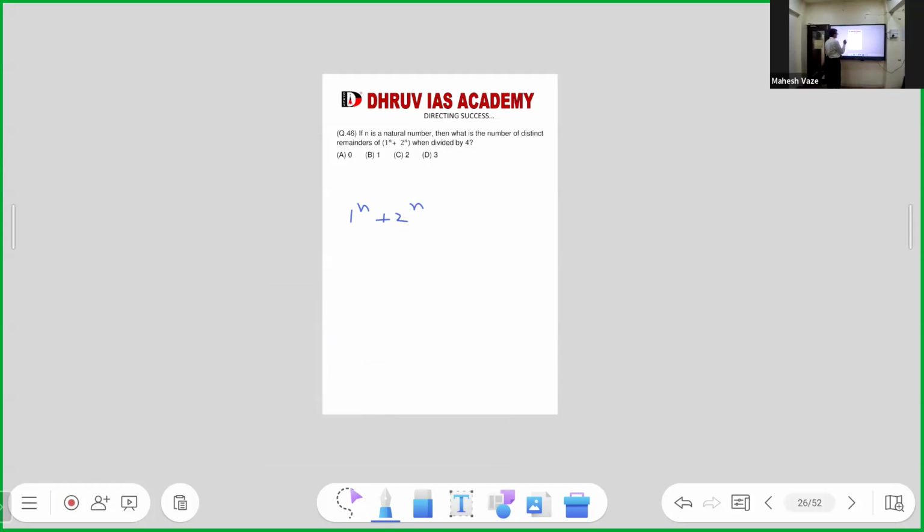So n is a natural number, so we can start with n as 1. When n is 1, it will be 1 raised to 1 plus 2 raised to 1. So that will be 3. And when divided by 4, what will be the remainder here? Remainder will be 3. Now next, n is equal to 2. So it will be 1 raised to 2 plus 2 raised to 2. So 1 raised to any power will be again 1. So 2 raised to 2 is 4, plus 1, 5. So when divided by 4, remainder will be 1.